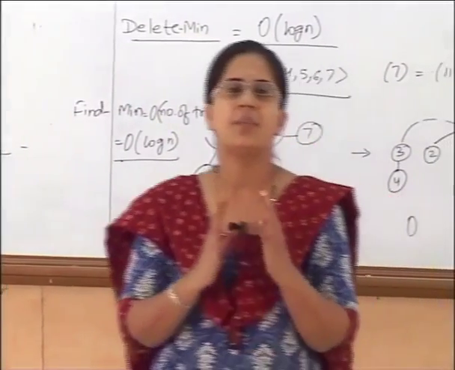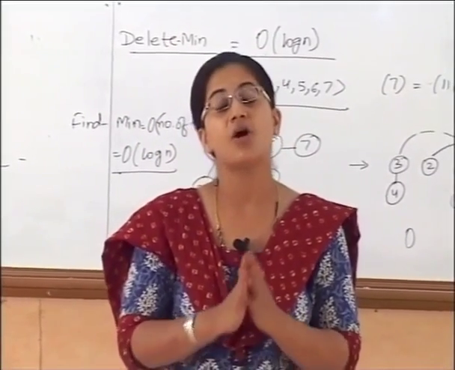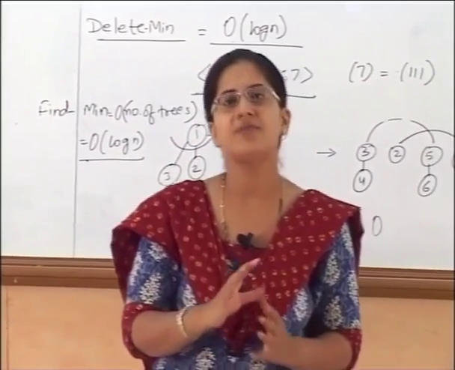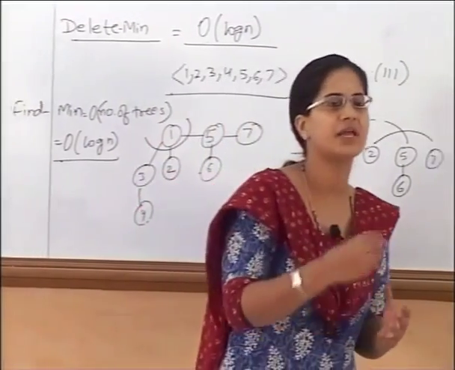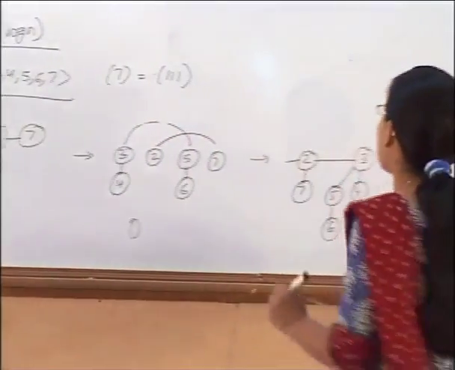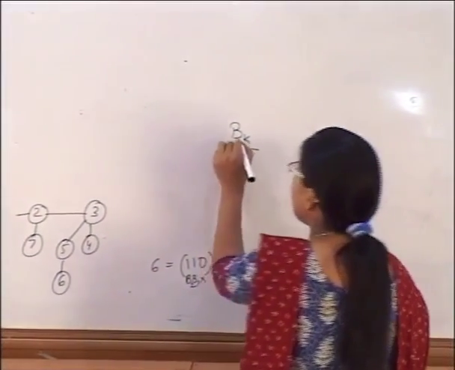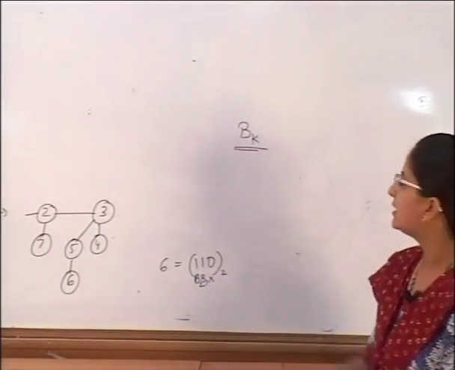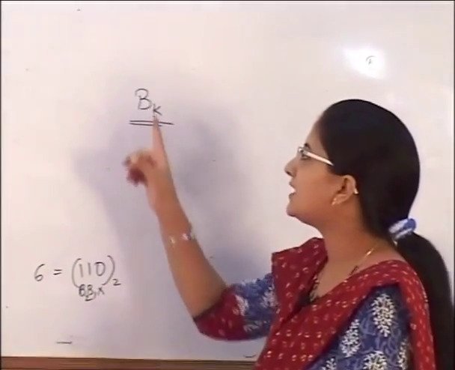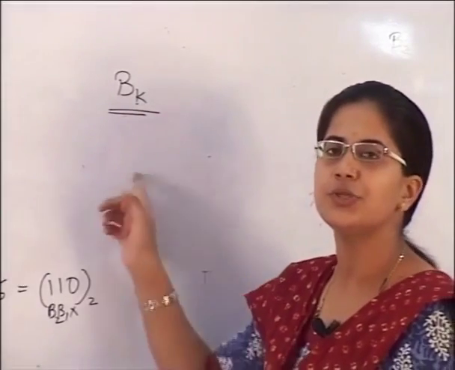We said that binomial heap is the composition of binomial trees, ordered binomial trees, and the binomial trees have 5 properties. One by one I repeat. Binomial trees, if I am representing it by Bk, k stands for the order of the tree. This tree has degree k. Second property, it has height k. The number of nodes present in this tree is 2 to the power k.